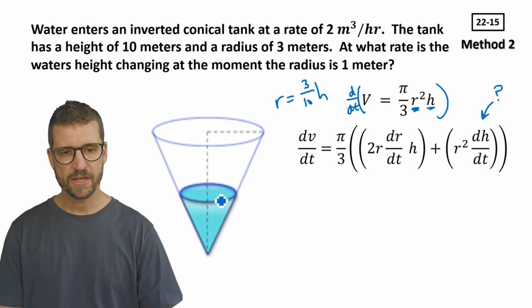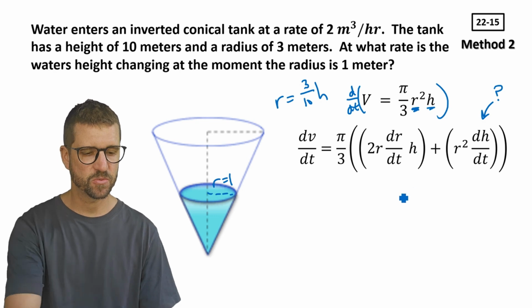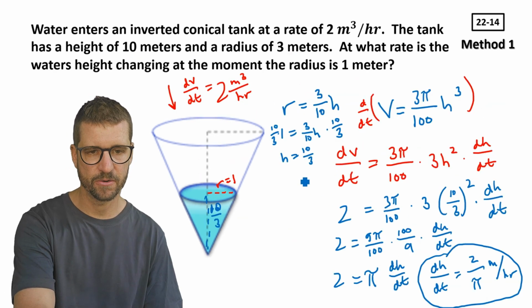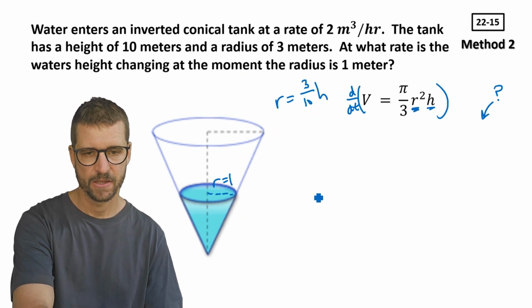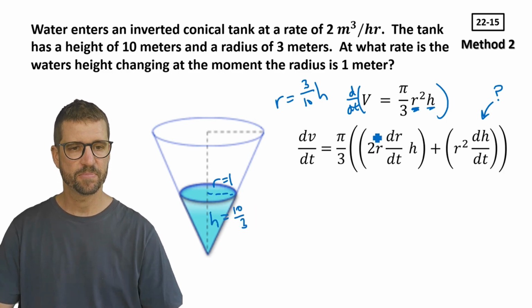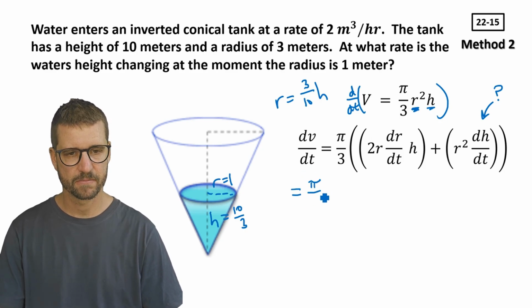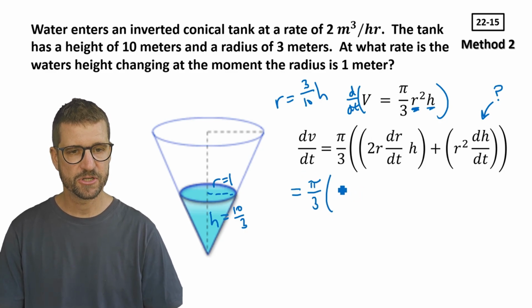So when we plug in, remember we were talking about when r equals 1, okay? We also need an h. What was h when r was 1? It was 10 over 3, okay? So h equals 10 over 3. So we can plug some stuff in here. Let's see. So this is going to be pi over 3 times 2r, so 2 times 1.